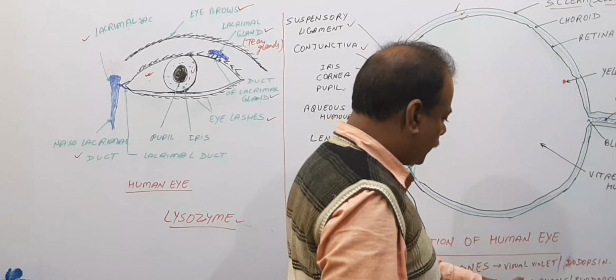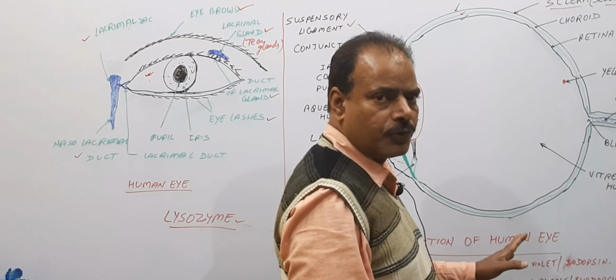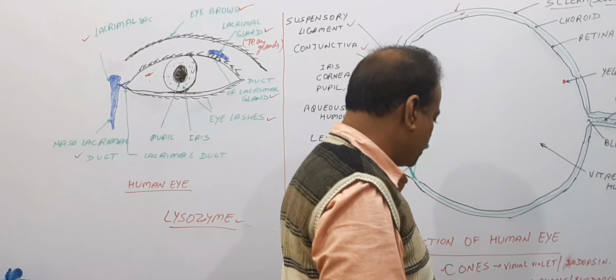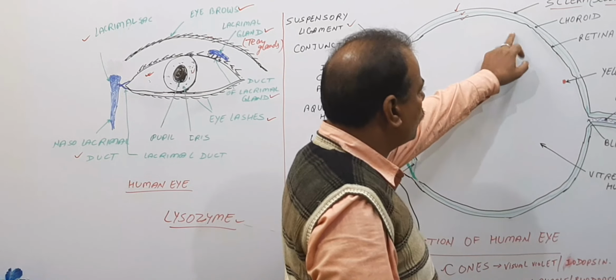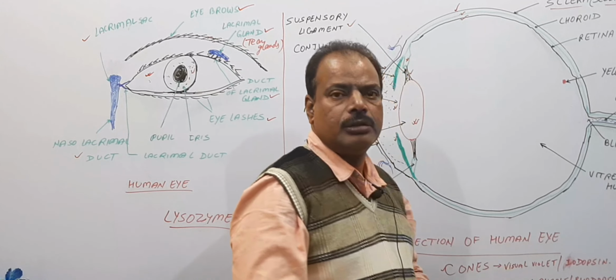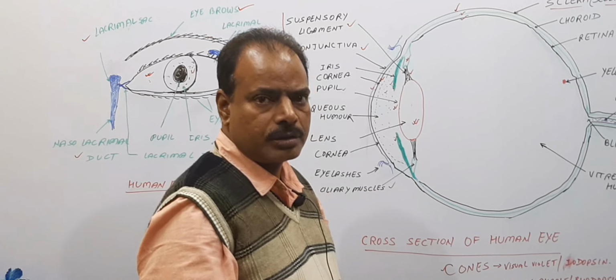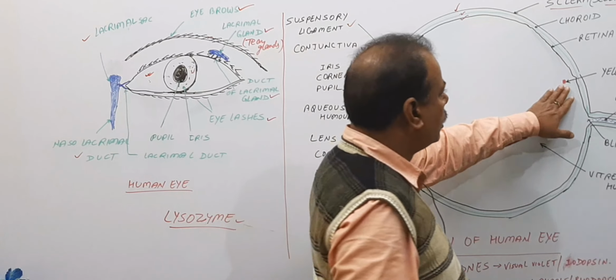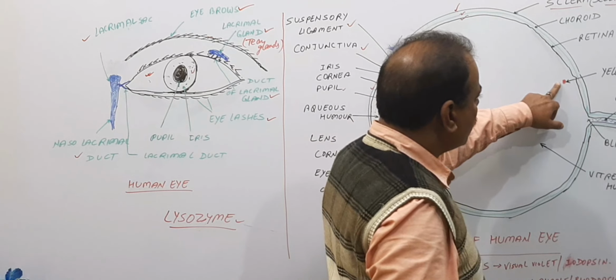So the retina has two different types of receptors or photoreceptors known as cones and rods. Cones and rods are distributed on the retina, but most of the receptors, cones and rods, are present on the yellow spot.